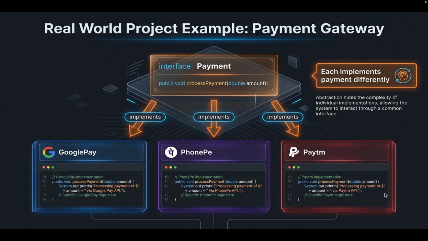Real world and project use. Let us understand abstraction using a payment gateway example. We create an interface called Payment, with different implementations: Google Pay, PhonePe, Paytm. Each class implements payment differently, but a user always calls the pay method. This gives flexibility, scalability, and easy maintenance.